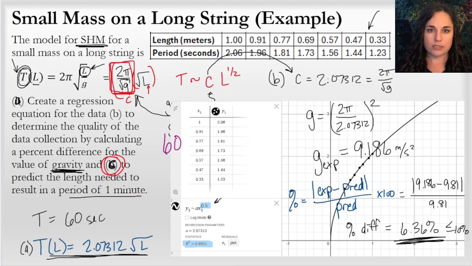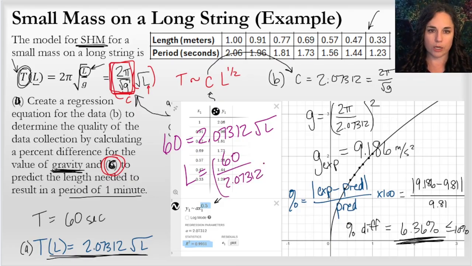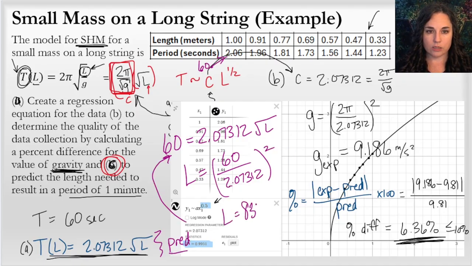So we're going to say 60 equals 2.07312 times the square root of L. We're solving for L. I'm going to get 60 over 2.07312, and then I'm going to square it. And when we calculate this L, it's 837 point something, 837.63 meters, which is actually pretty long. That's a really long length.